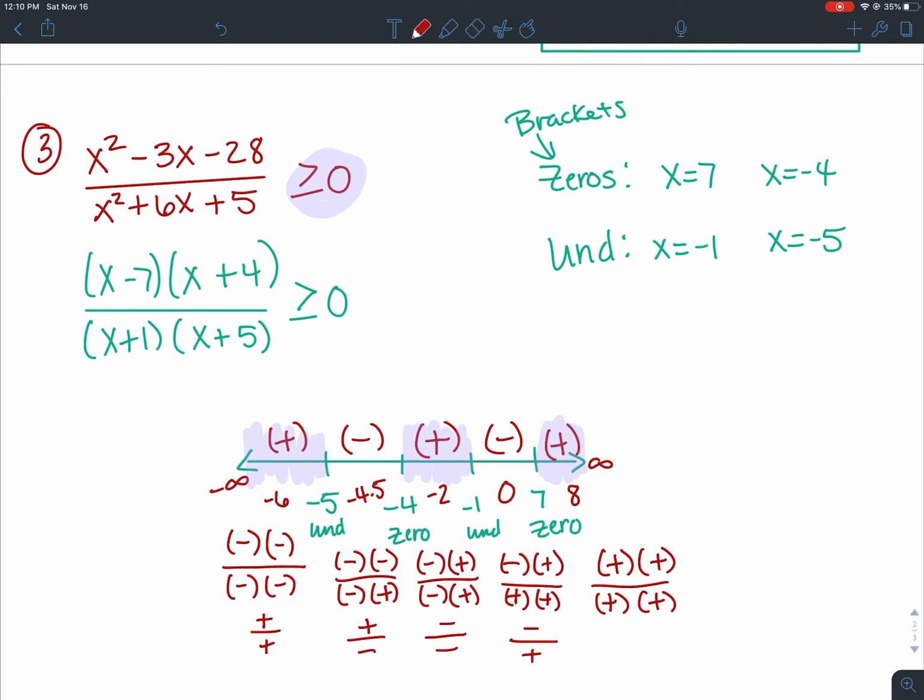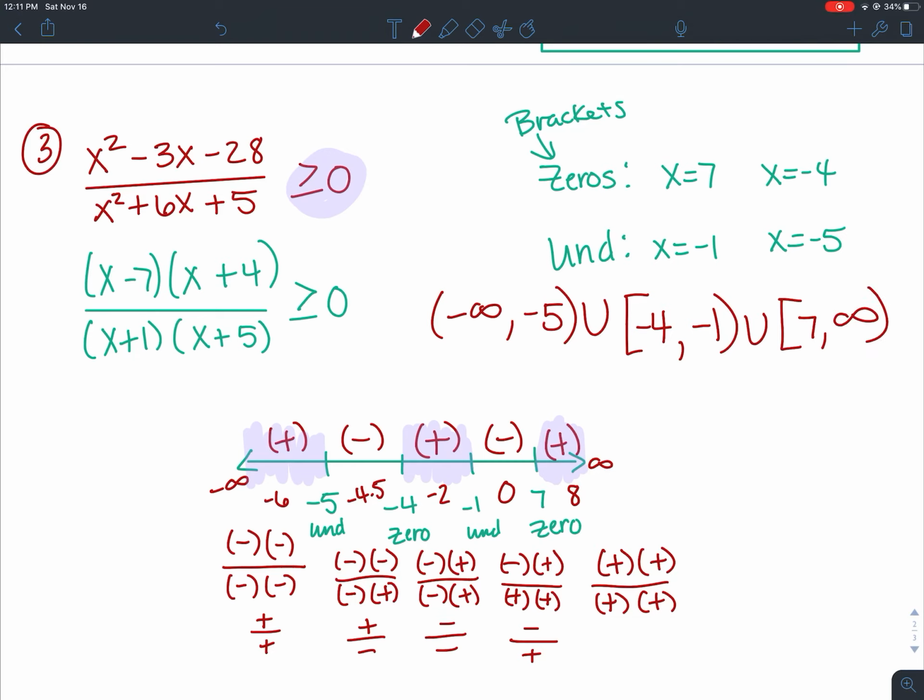So if we wrote this, it would be negative infinity to negative 5. Now, do I use brackets or parentheses, y'all? Parentheses is correct because it's undefined. Okay, from negative 4, though, I'm going to use a bracket because that's a 0. Negative 1 is an undefined value, so that's parentheses. Union, I'm going to use a bracket for 7 because it's 0 and go to infinity. Woo woo! Not so bad.